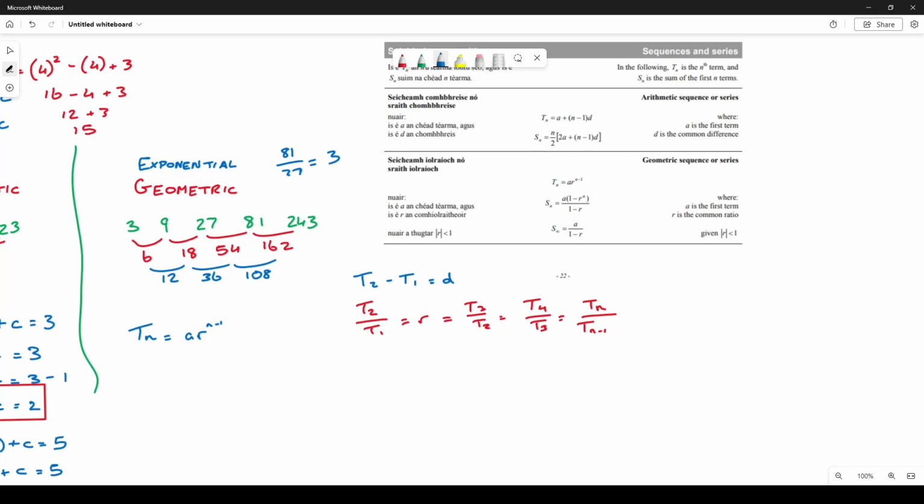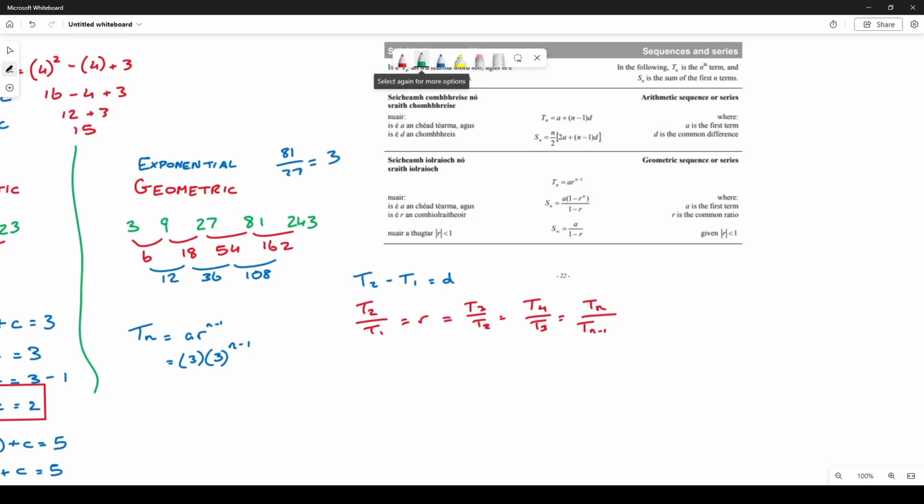A is the first number in the list, which is 3. Now, annoyingly, r is 3 here as well. Sorry, I didn't think ahead. And it'd be n minus 1. Now, normally, that would just be it. That's the step where you stop.